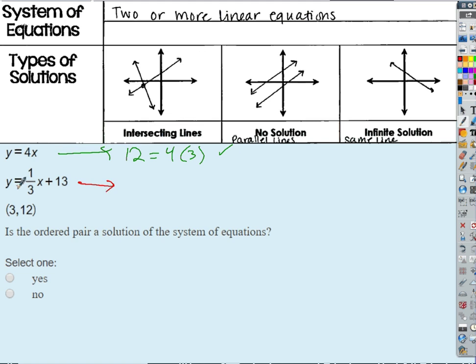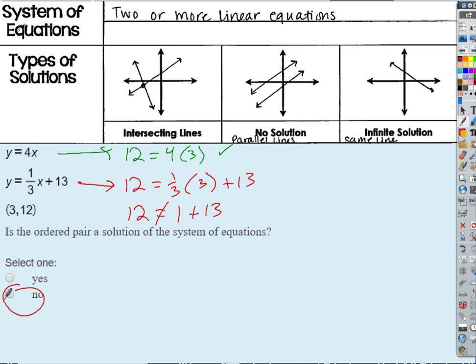If I just plug in here, all I'm going to do is just evaluate this and see if it's true. So y is 12 equals 1/3 times x, which is 3, plus 13. Well, what's 1/3 times 3? 1. Is 12 equal to 1 plus 13? It is not. Okay, so even though it satisfied the first equation, this solution did not satisfy the second one, and so it's not a solution of the system.